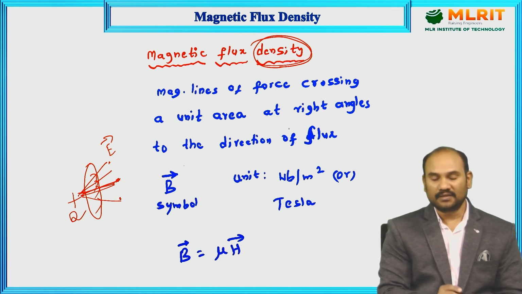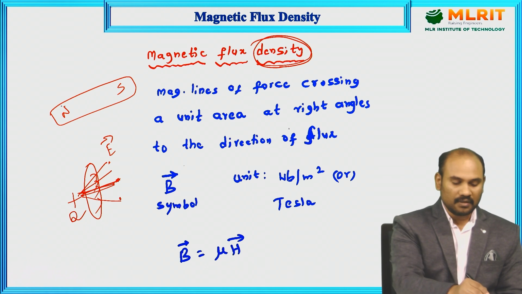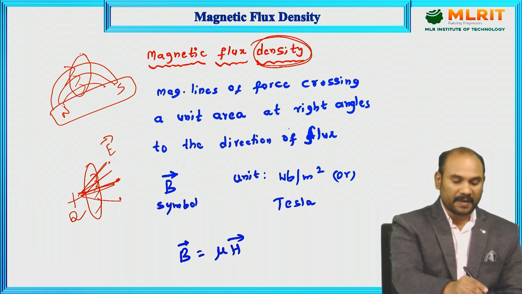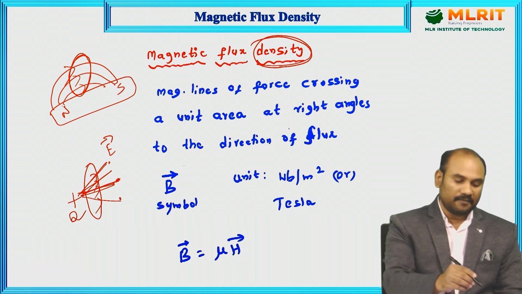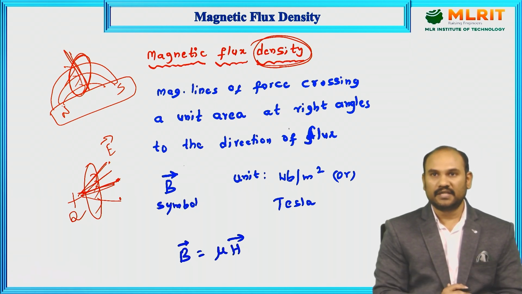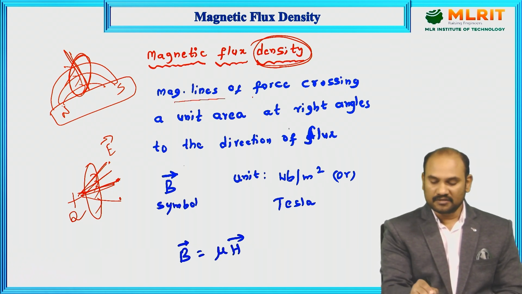Similar to electric flux, if you have a magnet with north pole and south pole, in place of electric lines of force, you have magnetic lines of force, which are going from north pole to south pole. A group of such magnetic lines of force is called magnetic flux, and magnetic flux per unit area is nothing but magnetic flux density. So what is the definition? The number of magnetic lines of force.